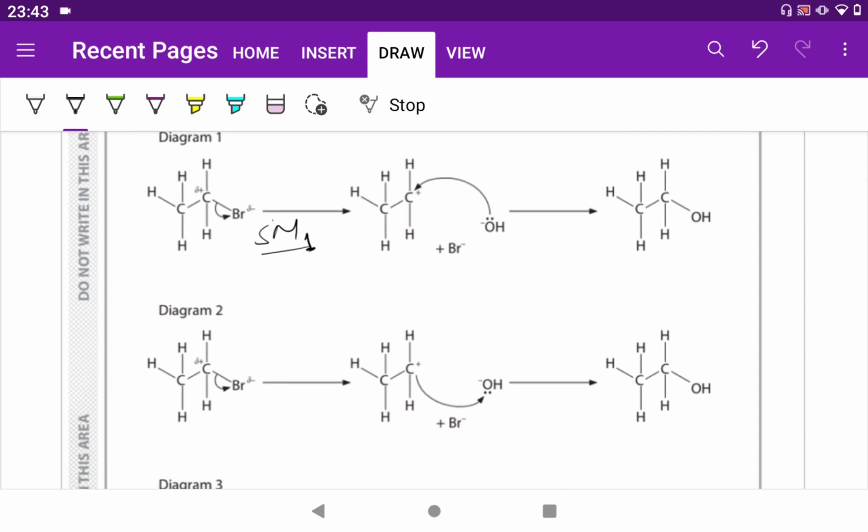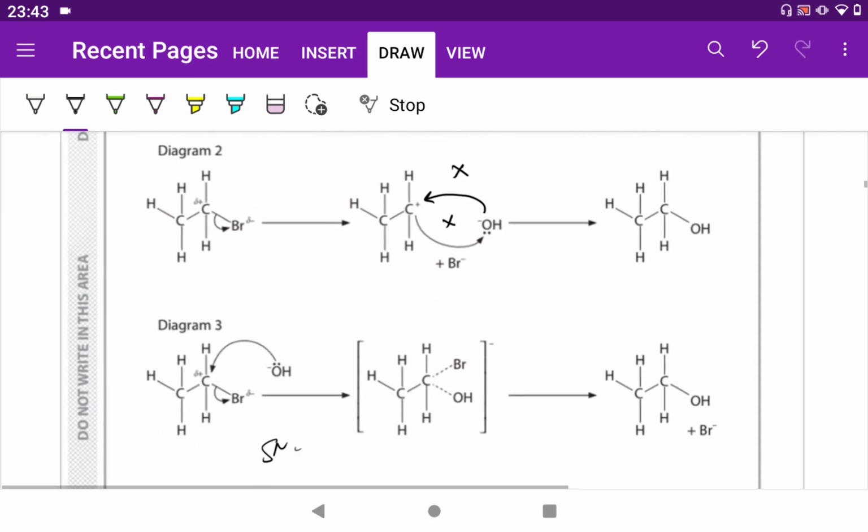Diagram 2, Br is removed, and now the positive is attacking on the negative. This is not possible. Always nucleophile attacks on electrophile. But here the electrophile is attacking on the nucleophile, so this arrow is wrong. It should be like this.